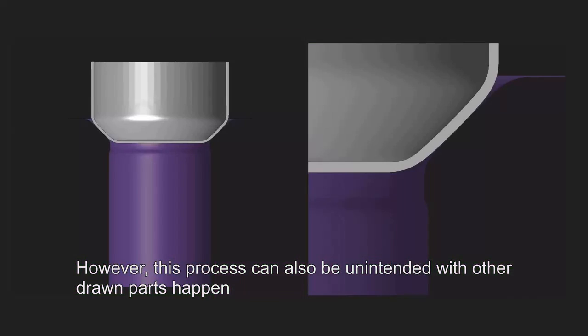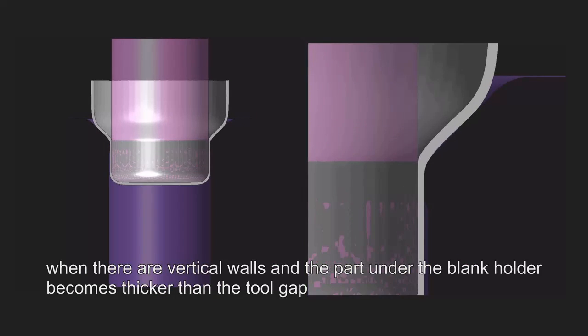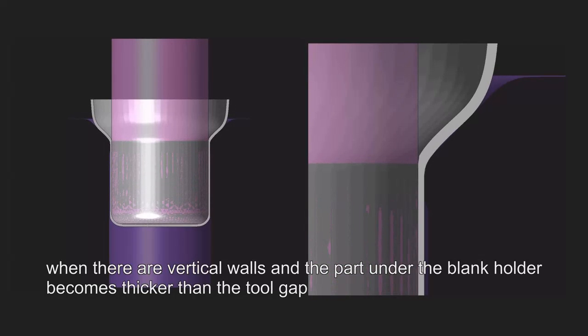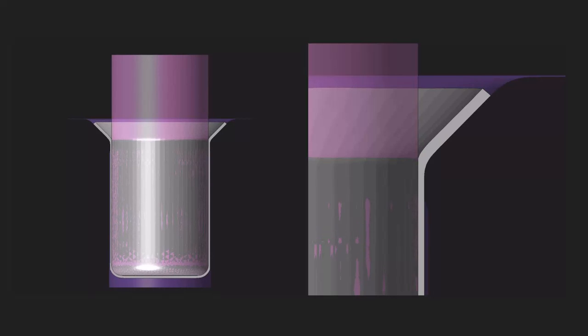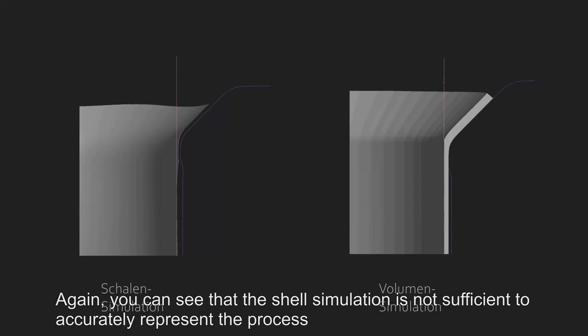However, this process can also happen unintentionally with other drawn parts, when there are vertical walls and the part under the blank holder becomes thicker than the tool gap. Again, you can see that the shell simulation is not sufficient to accurately represent the process.